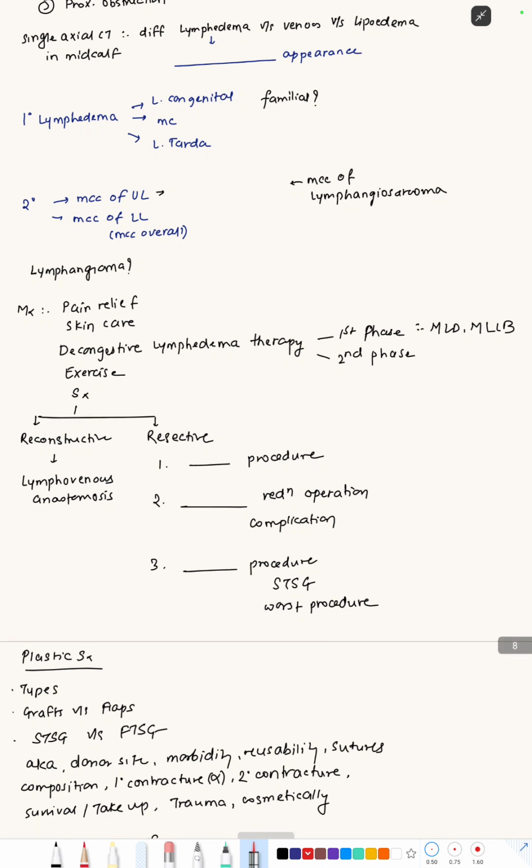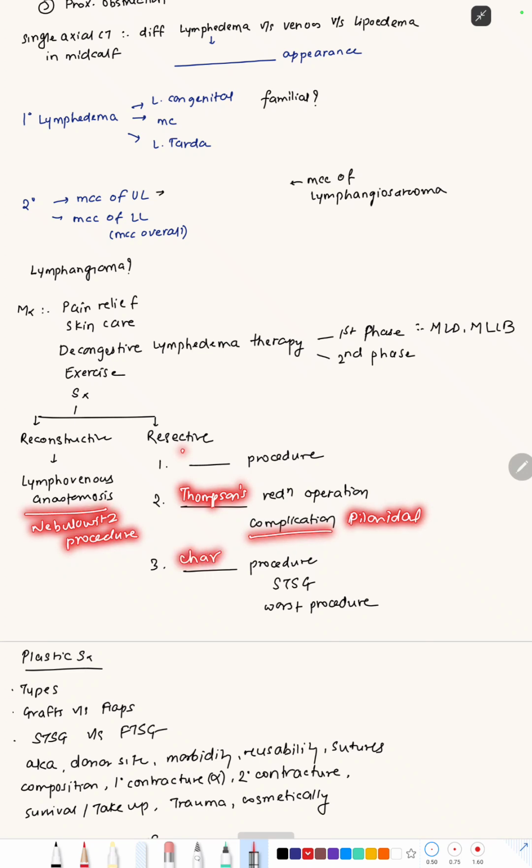Surgeries that are done if it is not treated conservatively. Reconstructive surgery where a lymphovenous anastomosis is done. This is called the Nepilovitz procedure. Then the resective surgeries that include the Thompson's reduction operation, the complication for which is going to be the pilonidal sinus. Then there is the Charles procedure, where a split thickness skin graft is done. It's the worst procedure because it leads to multiple cosmetic complications. So cosmetically it is very bad.